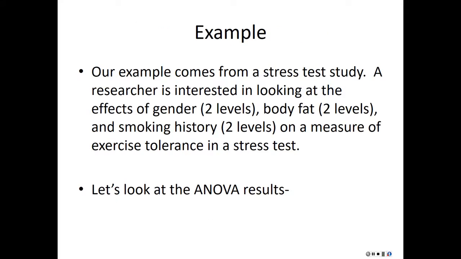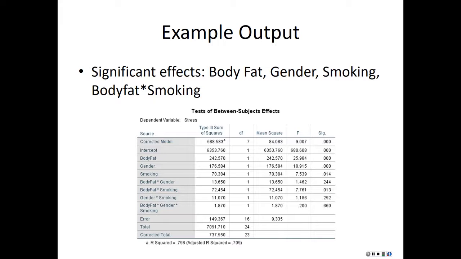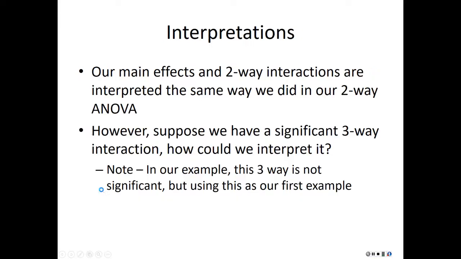So to look at an example, we have a researcher who is interested in looking at the effects of gender, body fat, and smoking history. So it's 2 by 2 by 2. And they're looking at exercise tolerance on their stress test. Let's look at the ANOVA results. What we see is that we have 3 main effects, right? Body fat, gender, smoking. We have two-way effects for body fat by gender, body fat by smoking, and gender by smoking. And we have one 3-way interaction, body fat by gender by smoking.